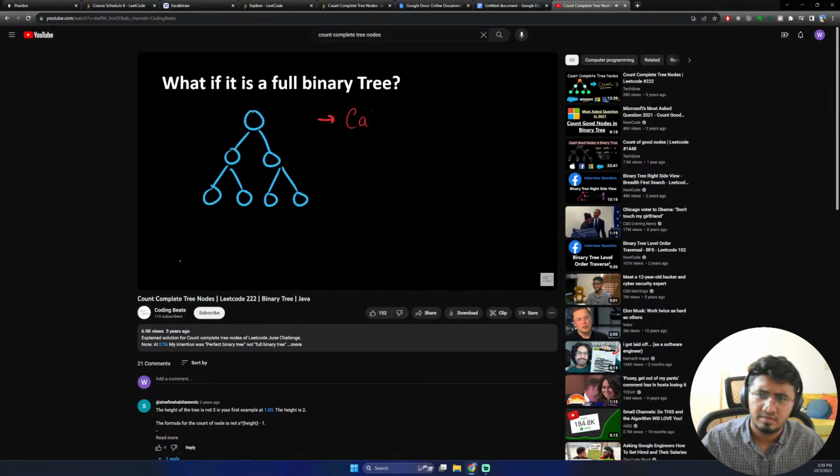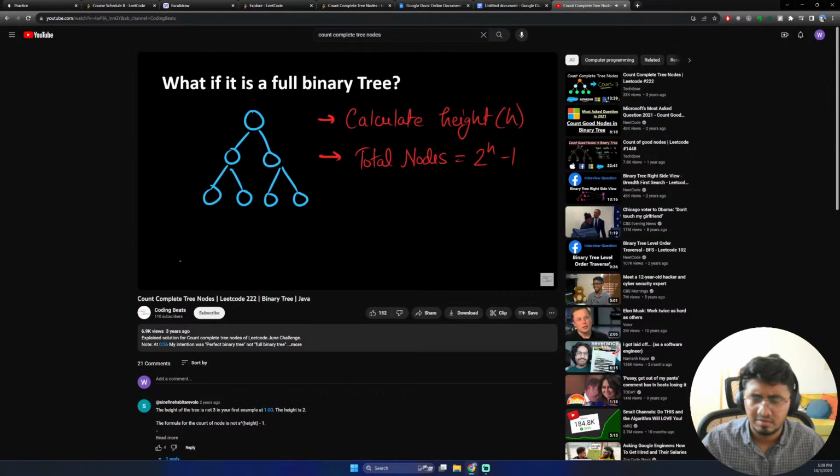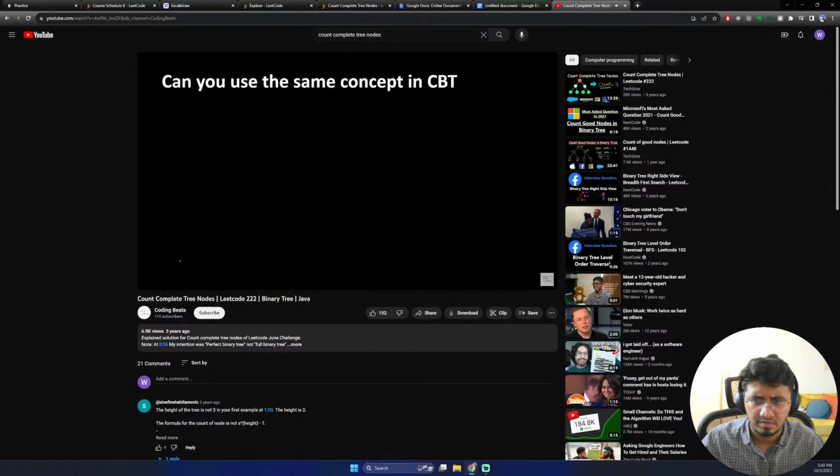I will give you a tree. We will just calculate the height, and we will use the formula 2 to the power h minus 1. So here height is 3, and the number of nodes will be 7. The time complexity to count the number of nodes in a full binary tree will be O(log n) because you only calculate the height of the tree. So can we use the same concept in a complete binary tree?